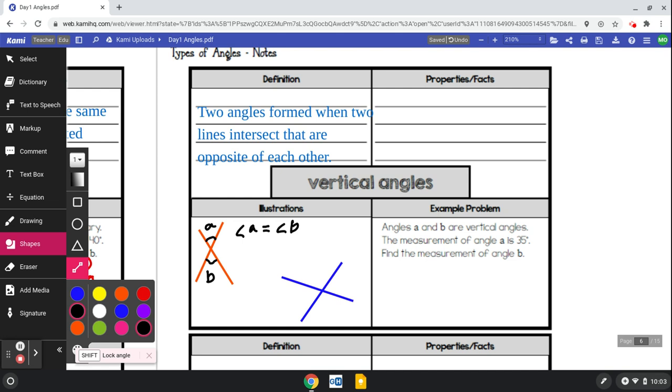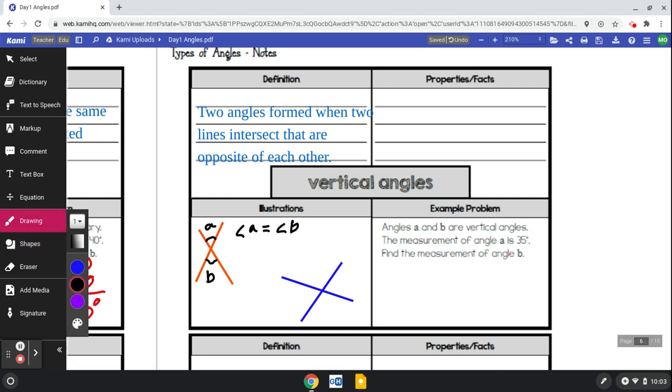Now, these two, say this one is 55 degrees. This angle is the same as 55 degrees. They're equal to each other. All right, so let's talk about some facts, though, that we need to know. This is a vocabulary where it's going to come into play now.